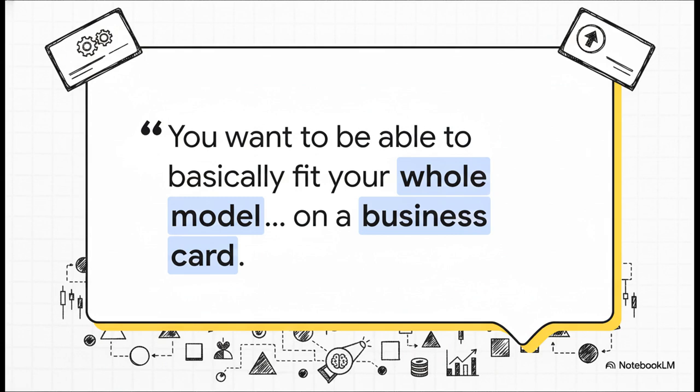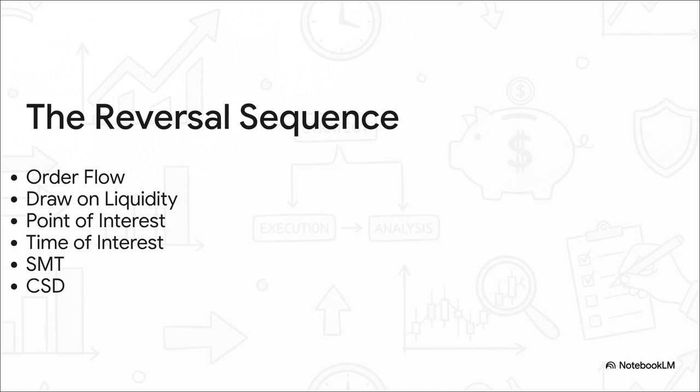That's clarity. And here it is. After everything we've talked about, this is what we're left with. A simple, clean, 6-step checklist. This is the model on a business card. This is the framework that takes all that chaotic data from the market and turns it into something clear, something actionable, and something you can repeat.